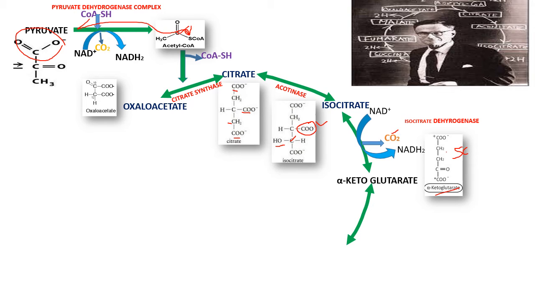So in the next step, what happened? Alpha ketoglutarate is converted to succinyl-CoA. Alpha ketoglutarate is a 5-carbon compound, but succinyl-CoA is a 4-carbon compound. So what happened? Here also the carboxylic group is released in the form of carbon dioxide, and the resultant compound is succinyl-CoA.